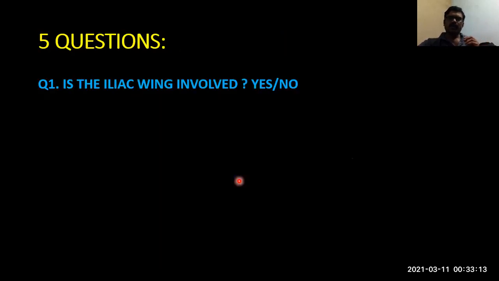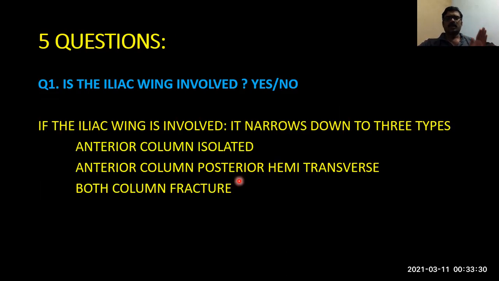Now, there are a few questions that you have to ask when you see an X-ray of a fracture acetabulum. The first question that you have to ask is whether there is an involvement of the iliac wing. The answer yes or no. If the answer is yes, that means the iliac wing is involved. It narrows down the possibilities of the 10 fractures into 3 fractures. It can be an isolated anterior column, it can be an anterior column with a posterior hemitransverse, or it can be a both column fracture.